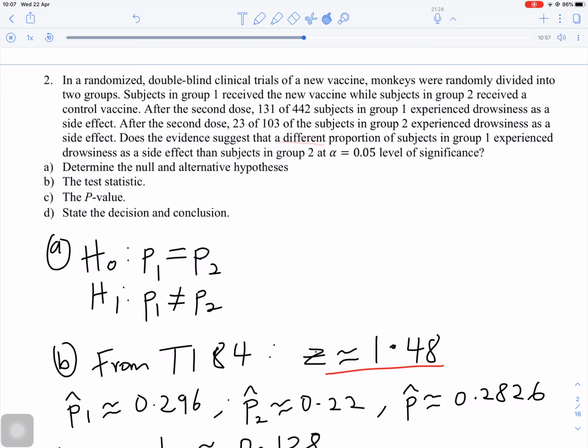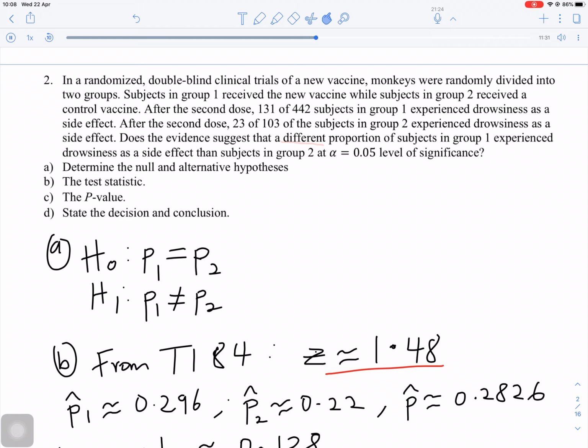Okay, now after the second dose, 131 of the 442 subjects in group 1 experienced drowsiness as a side effect. After the second dose, 23 of the 103 subjects in group 2 experienced drowsiness as a side effect. Thus, the evidence suggests that a different proportion of subjects in group 1 experienced drowsiness as a side effect than subjects in group 2 at alpha equals 0.05 level of significance.